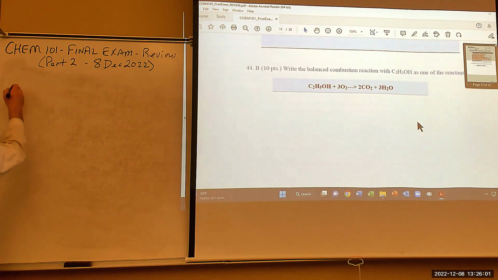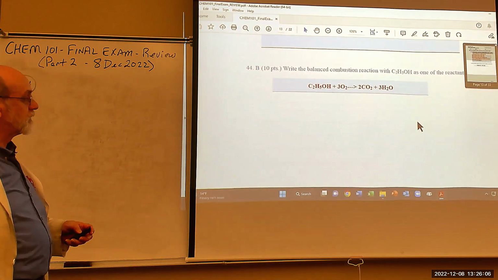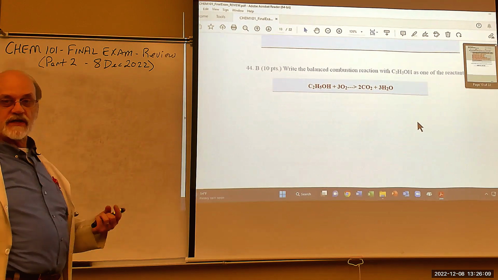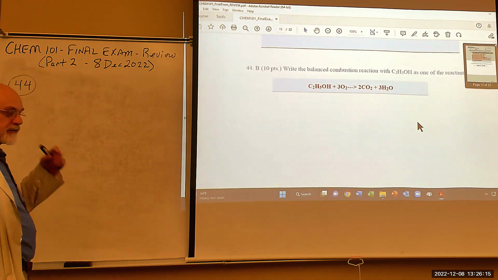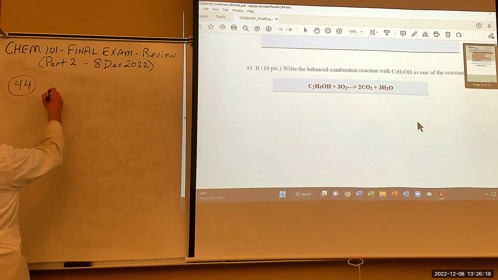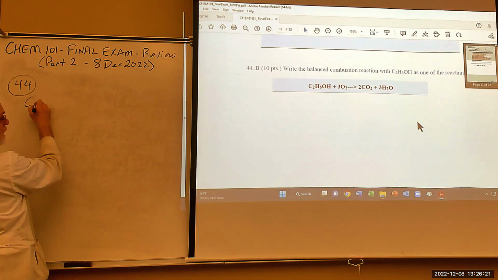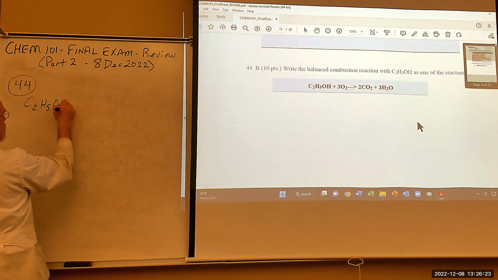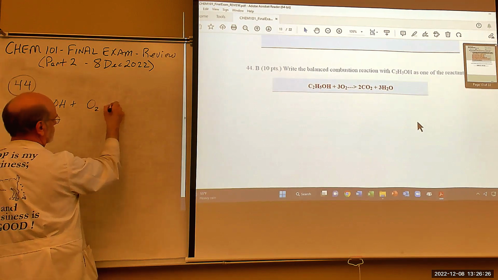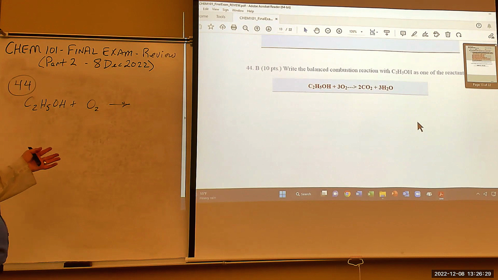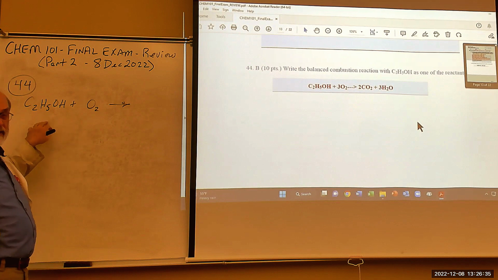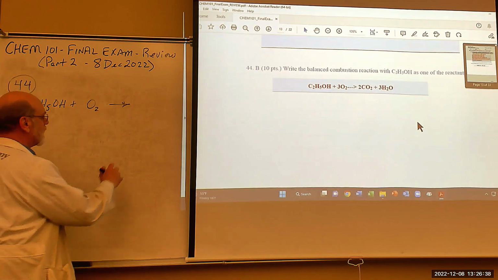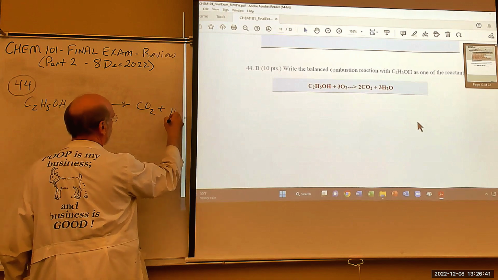All right, 44. Write the balanced combustion reaction with C2H5OH, which is ethanol, the drinking kind, as one of the reactants. So you have to know what a combustion reaction is. You take this compound, C2H5OH, and you add oxygen. And what do you get? Anytime you take either a carbohydrate or a hydrocarbon and react it with oxygen, you get carbon dioxide and water.